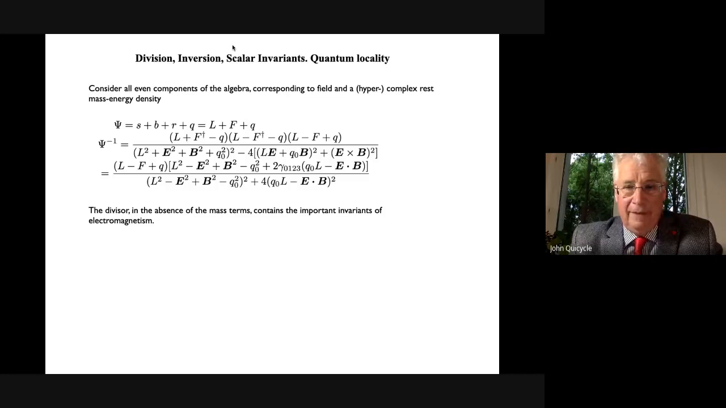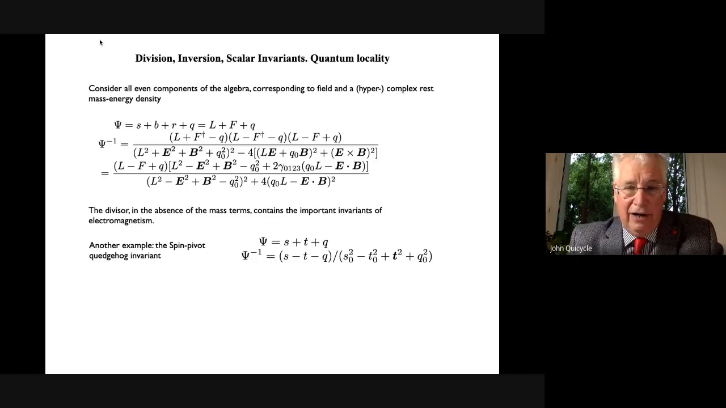But this division, the divisor here, is beginning to give important invariants in electromagnetism, like E squared plus B squared and E dot B. Invariants are coming out here, the kind of invariants that you want in electromagnetism. They're electromagnetic invariants.